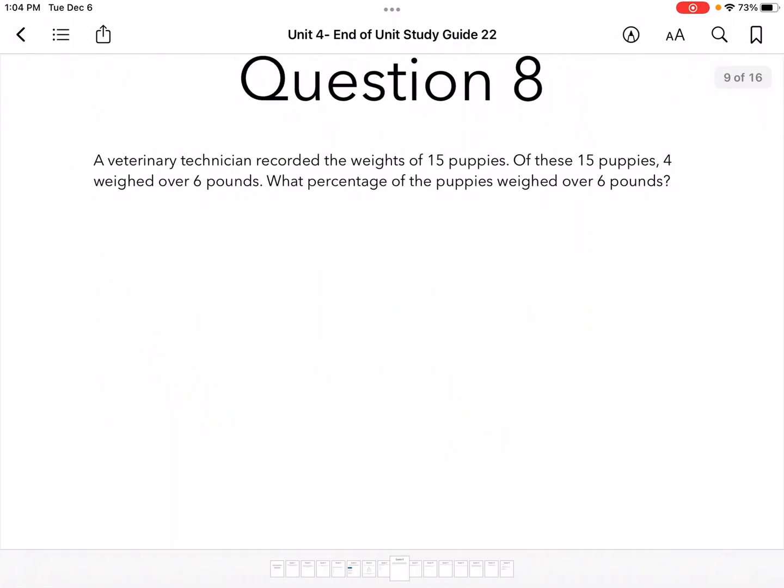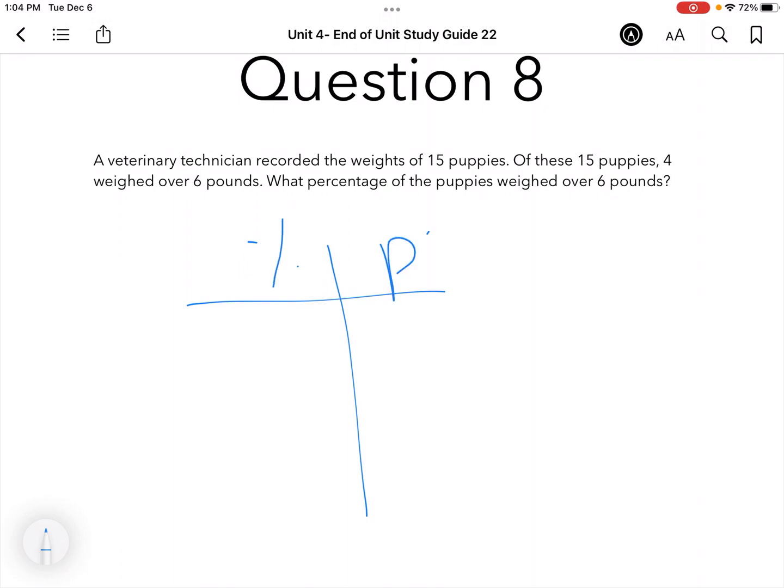A veterinarian recorded the weight of 15 puppies. Of those 15 puppies, 4 weighed over 6 pounds. What percent weighed over 6 pounds? So I've got my percent and I've got my puppies.